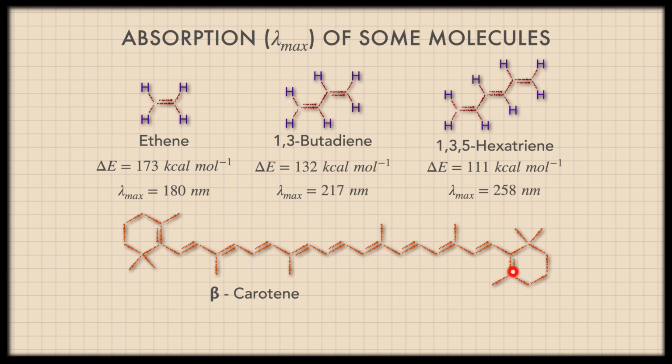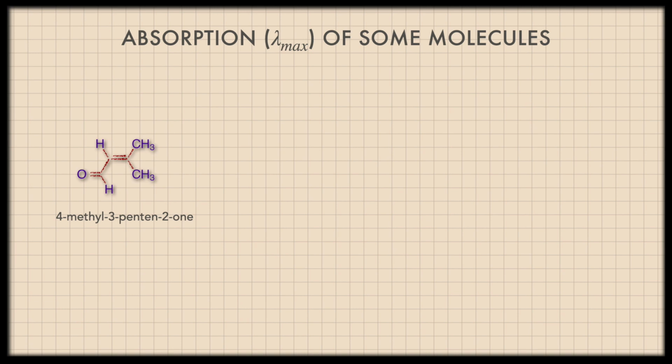Beta carotene, with this extensive conjugation, the energy difference decreased to 91 kilocalories per mole, and it absorbs at 452 nanometers. That is somewhere in the blue region, and that's why you get the complementary color of an orange color. Now let's have a look at an example that contains non-bonding electrons also.